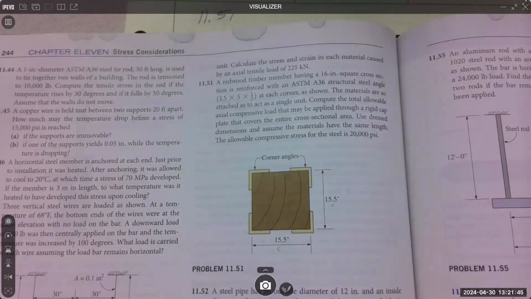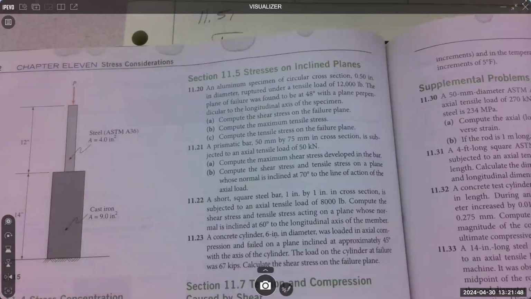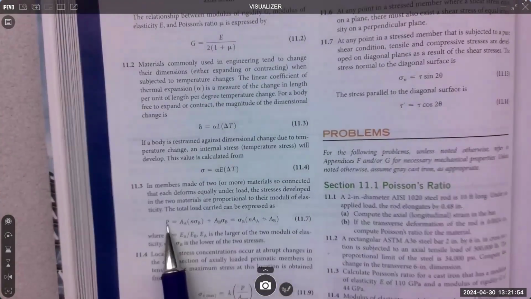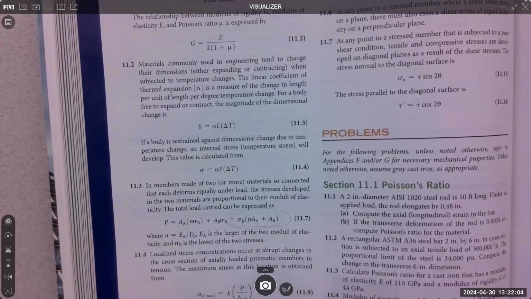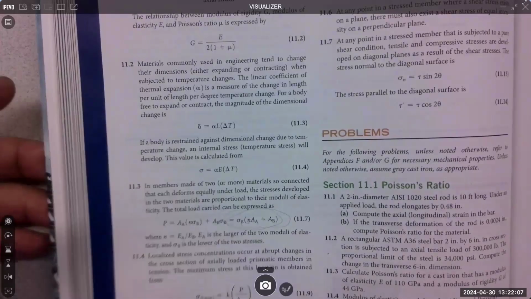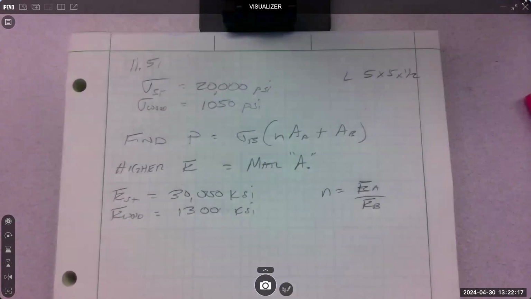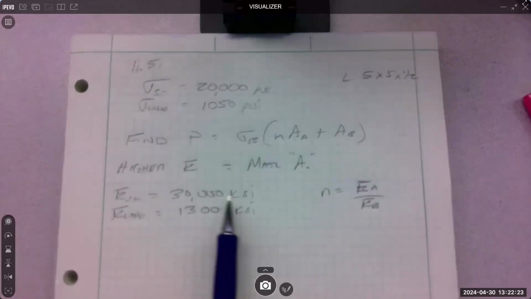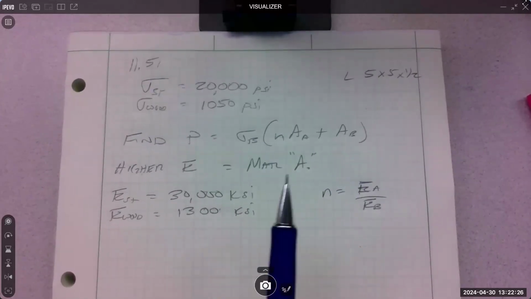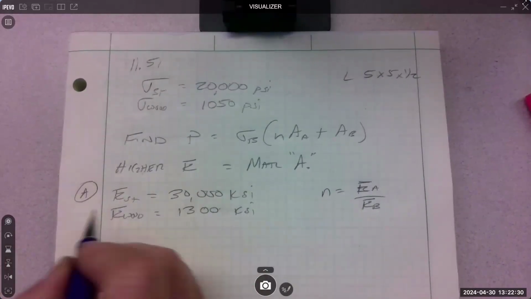That brings into play our combined load equation, which is this thing right here, P. So right there is the equation: stress B, N, that's the modular ratio, area of the A, area of the B. How do we know which one's A and which one's B? The larger modulus of elasticity is A. So the highest E is material A. Steel is 30,000 KSI. Wood is 1,300 KSI. Steel is definitely material A, and this is material B.